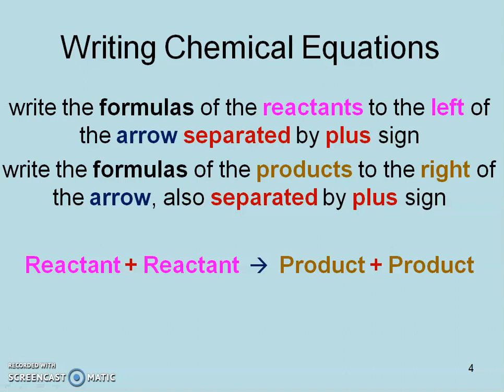So what's going to happen is you're going to need to write the formulas of the reactants, and those are going to be to the left of the arrow. And if there's more than one reactant, you're going to separate them by a plus sign. So it should look like a chemical equation.